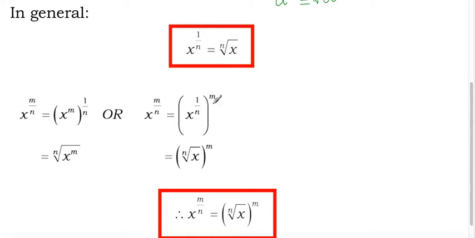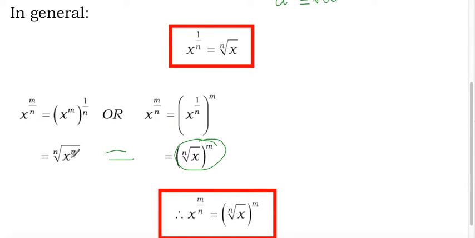Or if I take it this way, just using this rule directly, x to the power of 1 over n is the same as the nth root. But then that's still raised to the power of m. Both of these are equivalent. Okay, they are equal. However, this is normally the easiest way to simplify if you don't have a calculator.